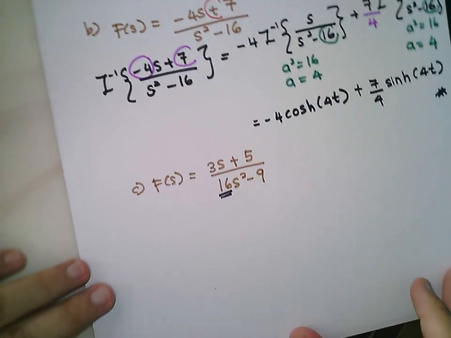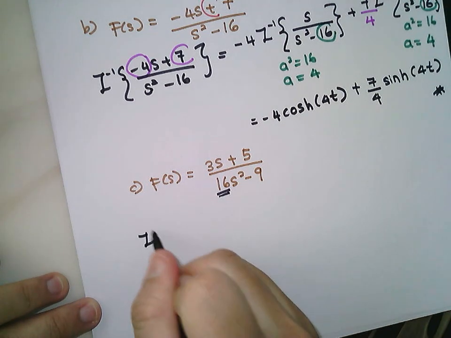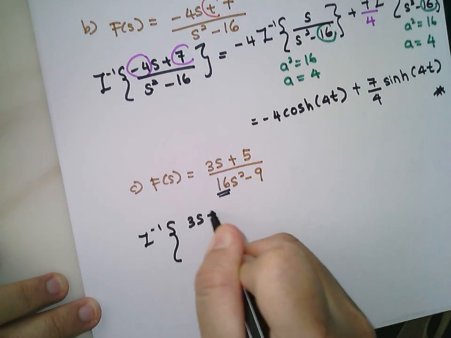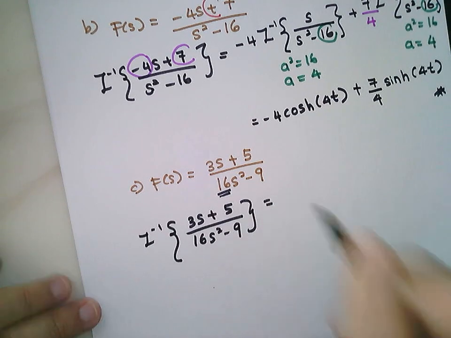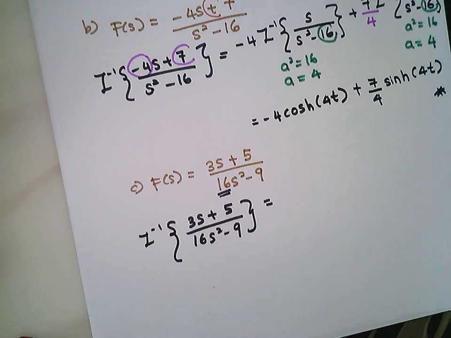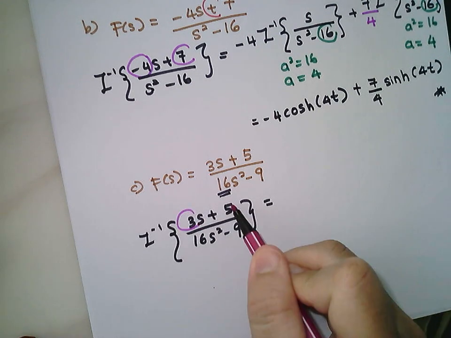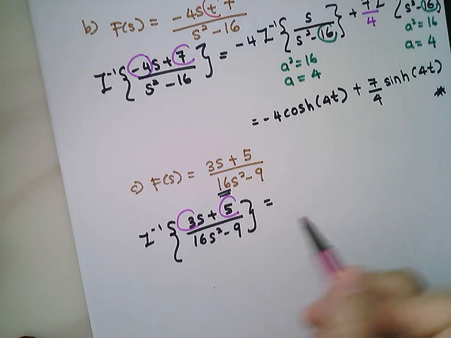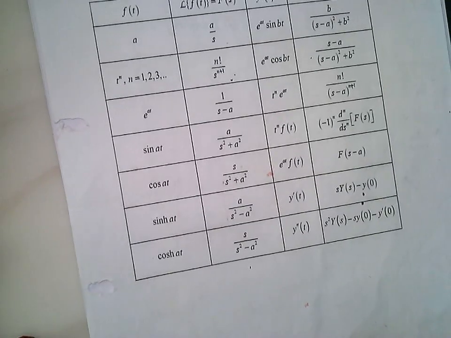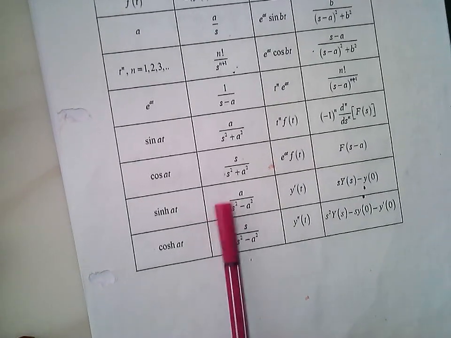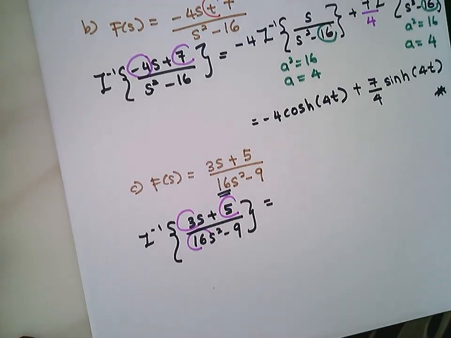So the inverse of this one, over 16s squared minus 9, is equal to, so what is your constant now? You know that your constants are 3, 5 and also 16. You need to get rid of the 16 so that you can refer to the table of the Laplace transform. Okay, because as you can see in the table of the Laplace transform here, the coefficient of s squared is always 1. Okay, so you don't need this value 16. So you need to factorize it.